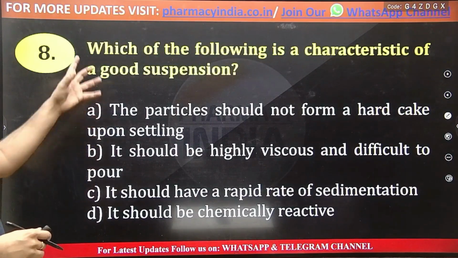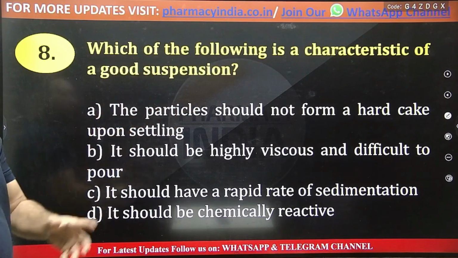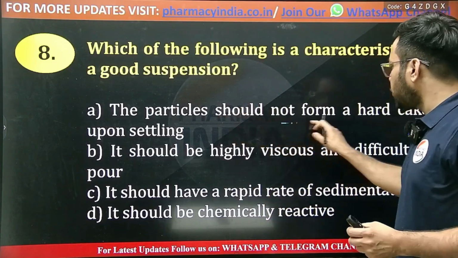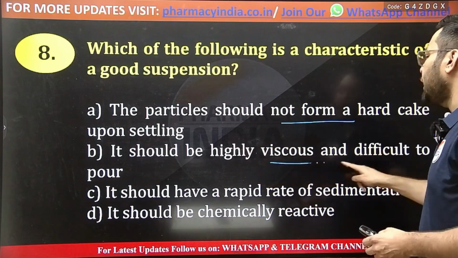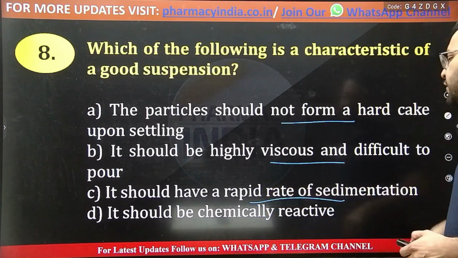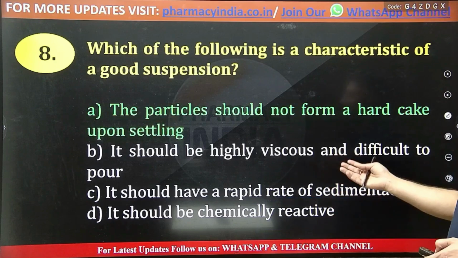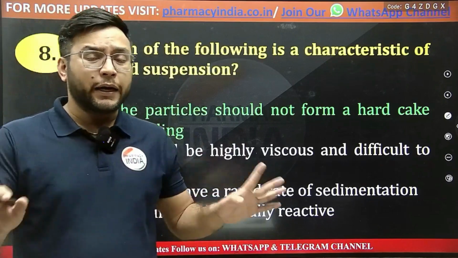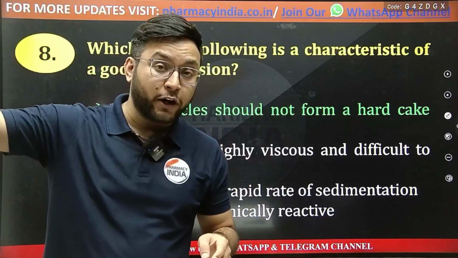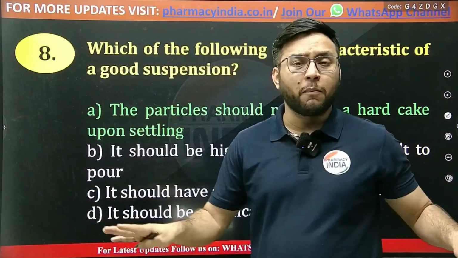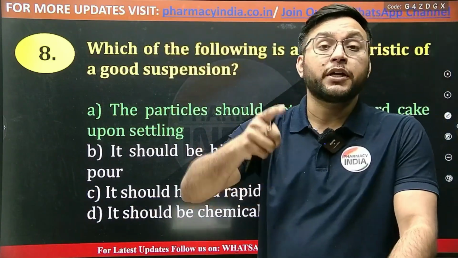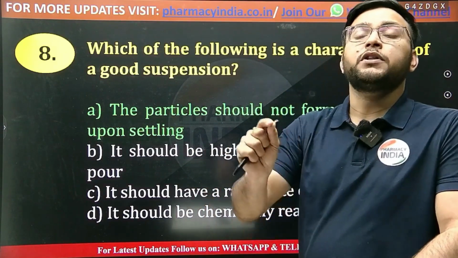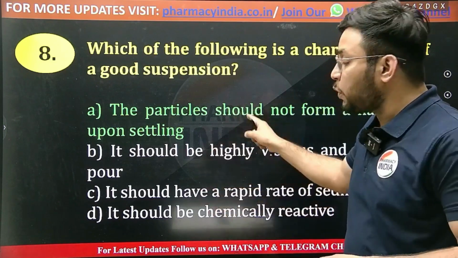Now moving on to the next question: which of the following is a characteristic of a good suspension? Means, how does a good suspension look? The particles should not form a hard cake upon settling; it should not be highly viscous and difficult to pour; it should not have a rapid rate of sedimentation; and it should not be chemically reactive. If a suspension is good, it will not form a hard cake. In case of flocculated suspension, it will never form a hard cake. So flocculated suspension is a good suspension, the pharmaceutically preferable suspension. The question may be asked which type of suspension is pharmaceutically preferable, so you have to tell the correct answer.